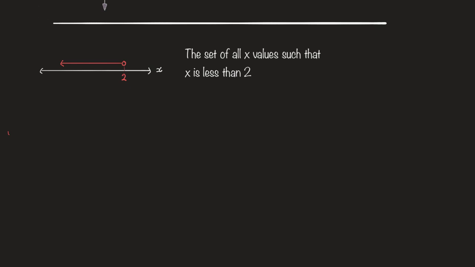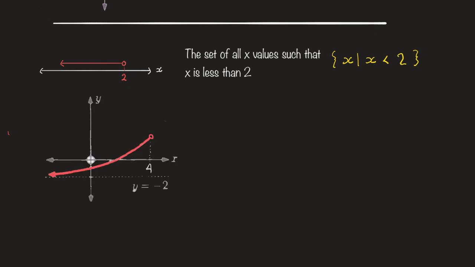And we would show it in set notation as, again, a brace, and we'll say x is such that x is less than 2, because in this instance 2 is not included.